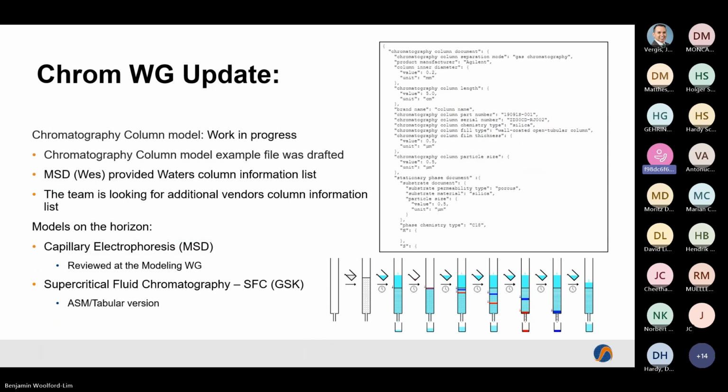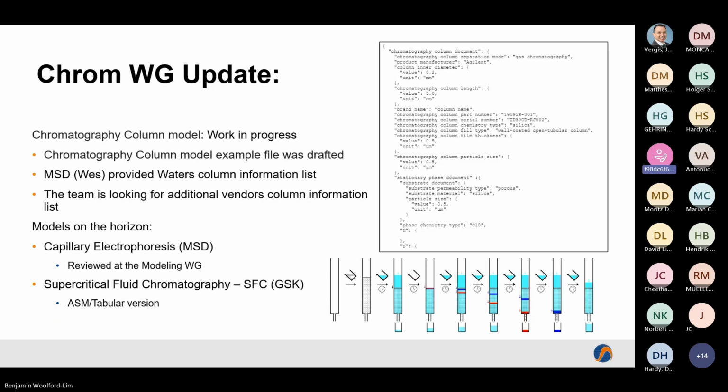So we have an example model for the chromatography column. Wes from MSD very kindly provided some sample data from Waters. They previously started work on a project of this type, so had some of the background information. So we have a fair amount of information on Waters columns.